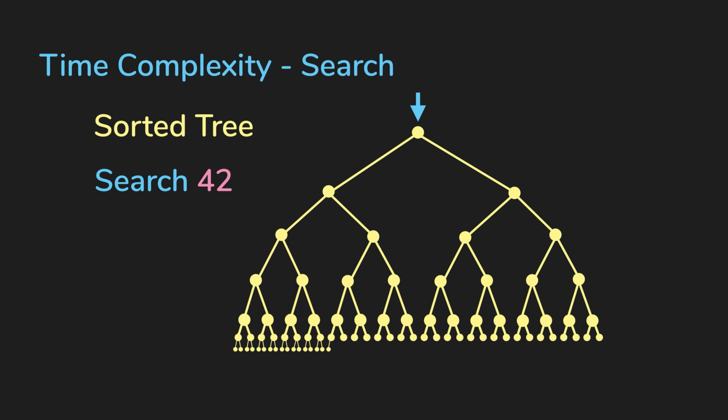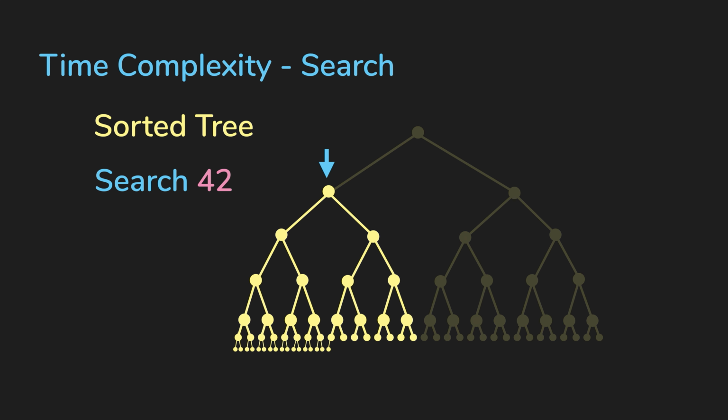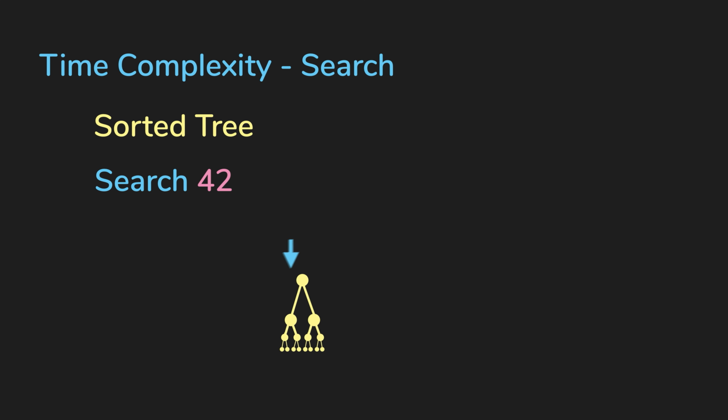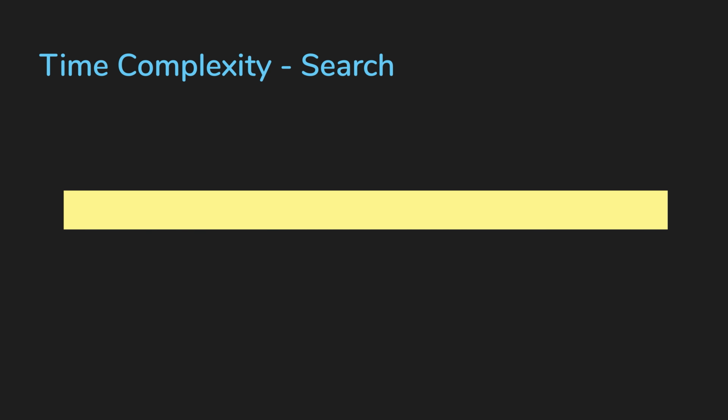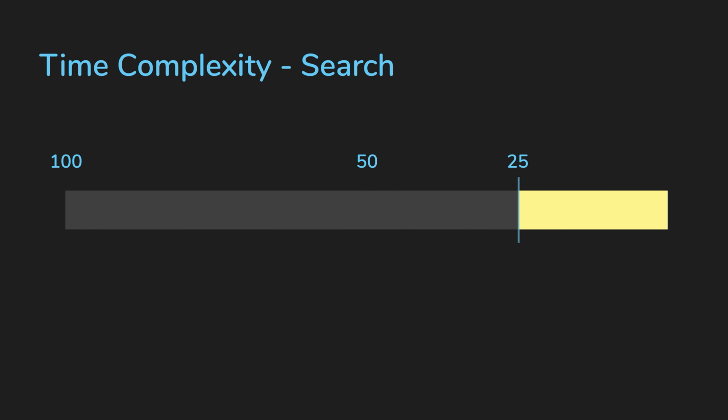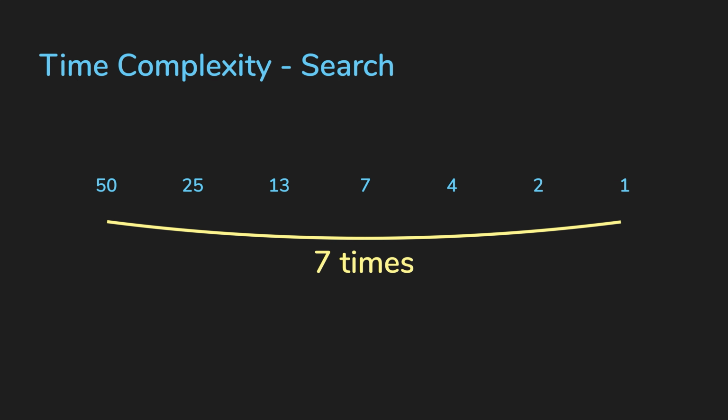For each node you encounter in your tree, if the value you're looking for is bigger or smaller, you can disregard half the elements in your tree because you know the value you're searching for is not there. Every time you do that, you cut down the search space by half. How many times can you halve 100? As you can see, you could halve it 7 times because log of 100 base 2 is 6.6. This is actually what we call a binary search.